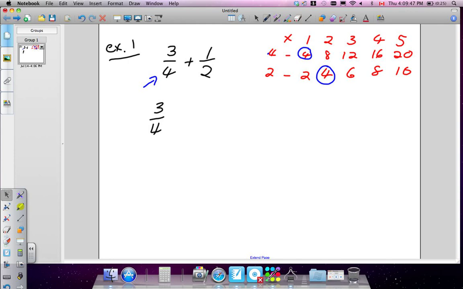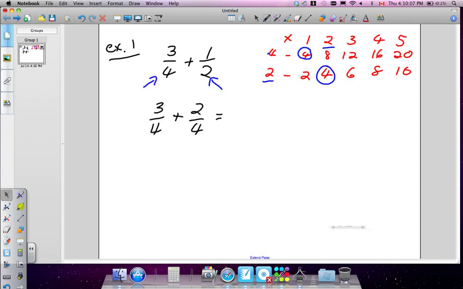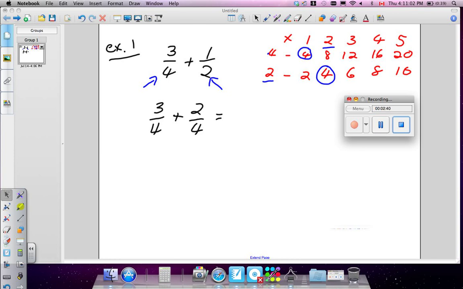Okay. But in our other instance, this denominator was 2. So I could multiply it by 2. I multiplied it by 2. So I have to multiply the top and the bottom number by 2. So it's going to be 2 over 4. That's right. So now I have 3 over 4 plus 2 over 4.